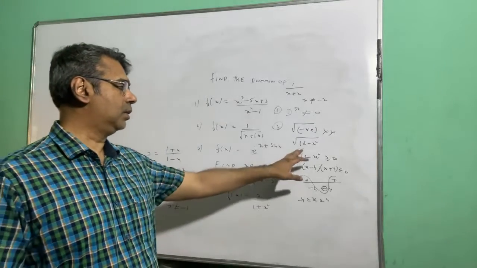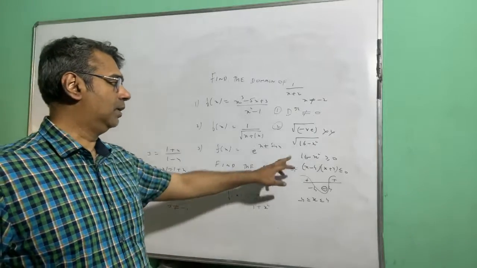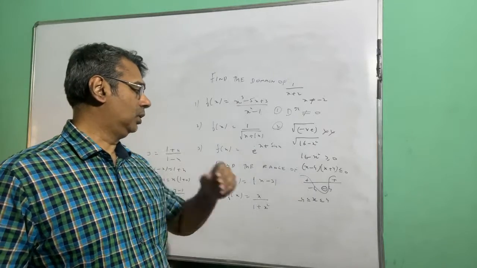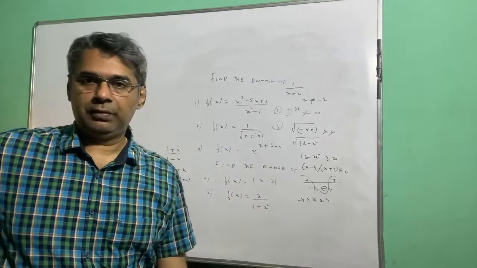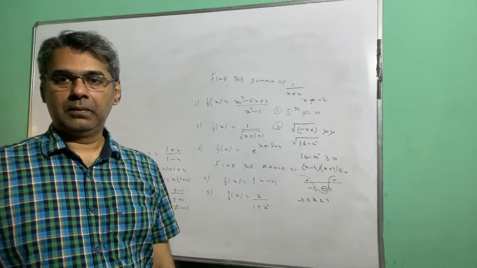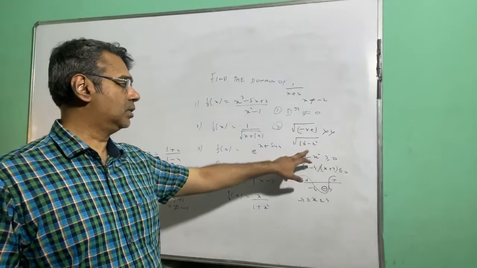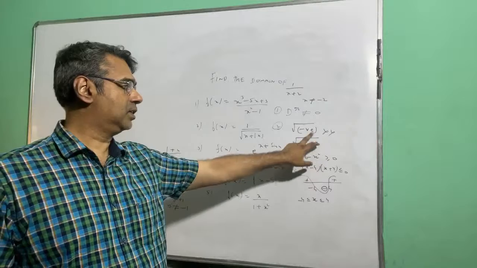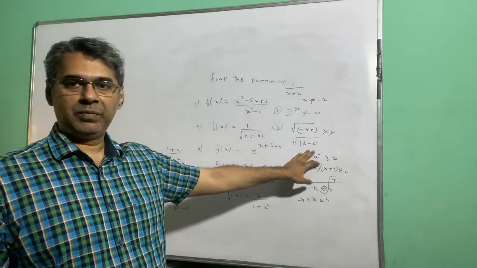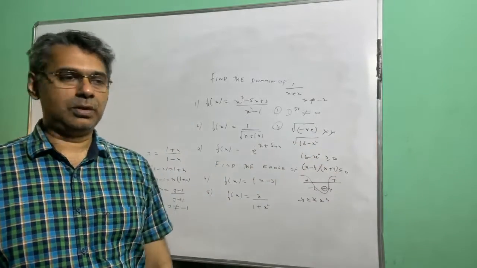Suppose I say root over (16 minus x square), tell me the range. You know that x has to be between minus 4 and 4. So x square can be 0 at minimum and 16 at maximum. If x square is 0, this whole thing is 4. If x square is 16, this whole thing is 0. So the range will be 0 to 4.